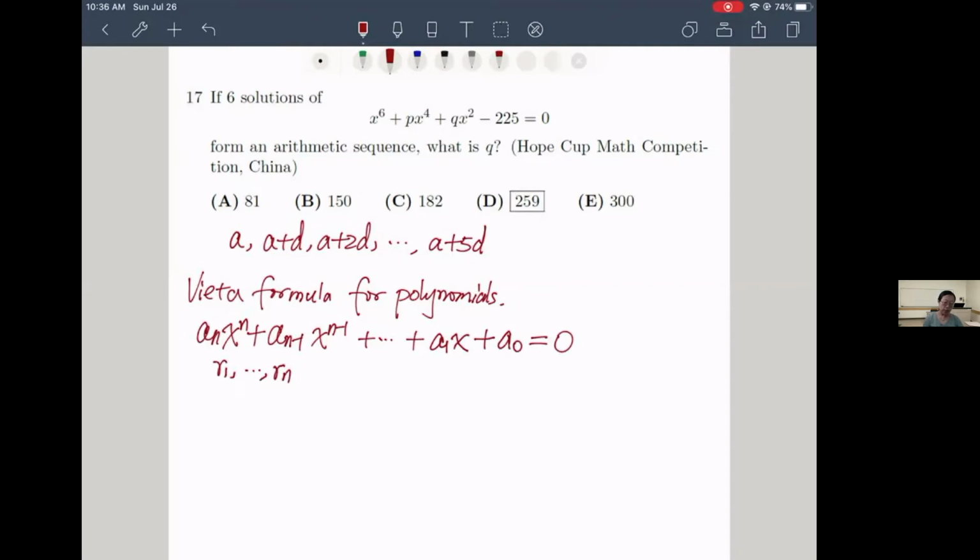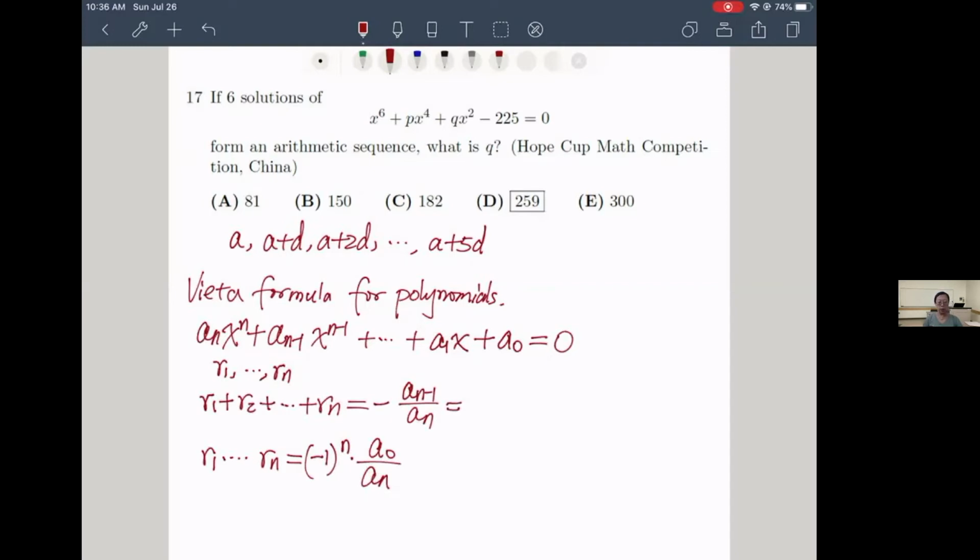The Vieta formula tells us that the sum of the solutions equals negative a n minus 1 over a n. The product of all the roots equals negative 1 to the n, times a 0 over a n. Okay, so let's see what it is in this situation.